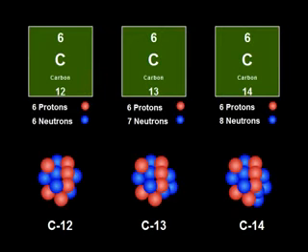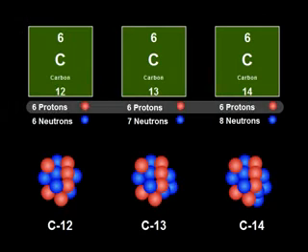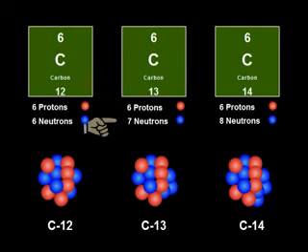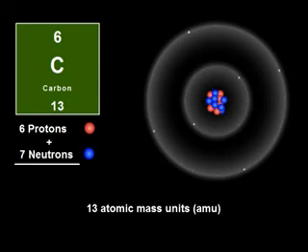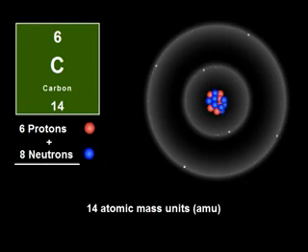For instance, the first isotope of carbon has 6 neutrons in its nucleus. Note that all carbon atoms will have 6 protons in the nucleus. The second isotope of carbon has 7 neutrons in its nucleus. And finally, the third isotope of carbon has 8 neutrons in its nucleus.